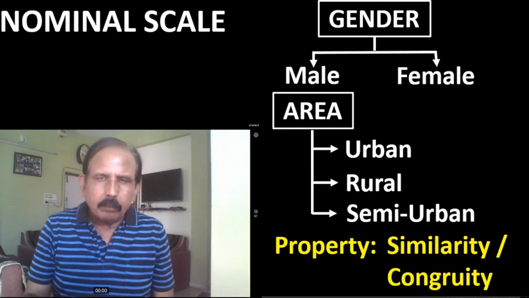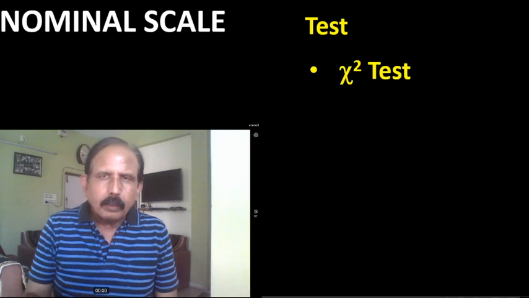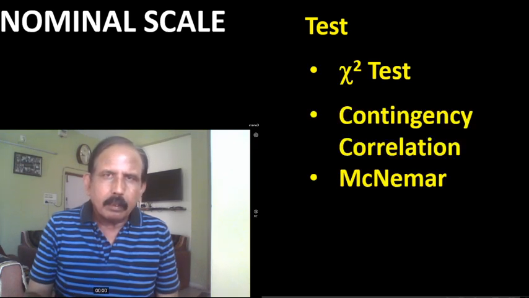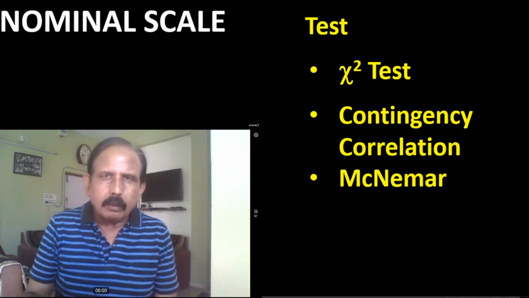So, if the nominal scale is used, then we will have the data in frequency, and for analyzing data obtained in the form of frequency, some special tests are used: the chi-square test, the contingency correlation test, and the McNemar test. Some more tests are also there, but these three are very important.